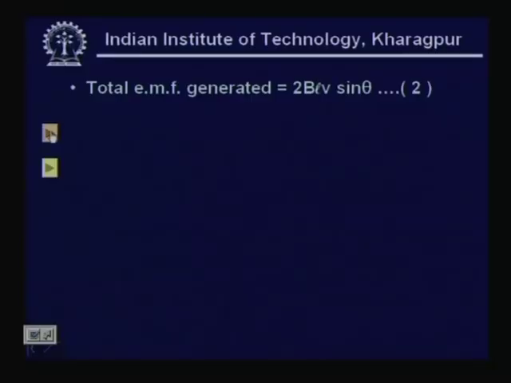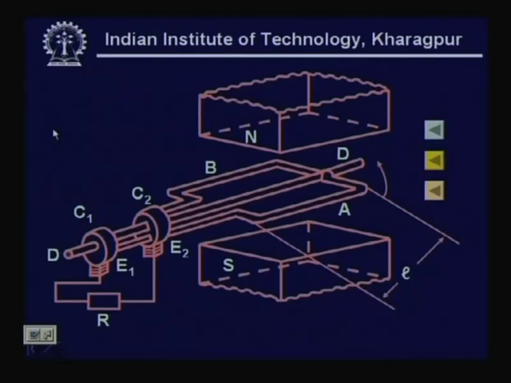Let us look at the figure once again. What do we have? We have a permanent magnet shown by two poles, north and south, in which there is a conducting loop AB which is being rotated with the help of a spindle about the axis DD in anticlockwise direction at a constant velocity. There are two slip rings C1 and C2 and carbon brushes E1 and E2. Through carbon brushes E1, E2, the generated EMF is picked and connected to the load R.